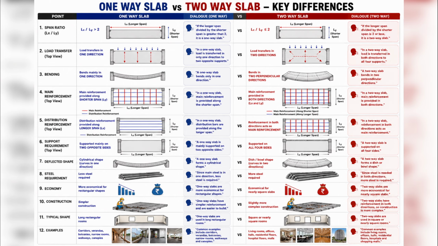2. Load transfer. Now look at how the load travels. In a one-way slab, the load is transferred in only one direction to two opposite supports. In a two-way slab, the load is distributed in both directions and carried by all four supports.